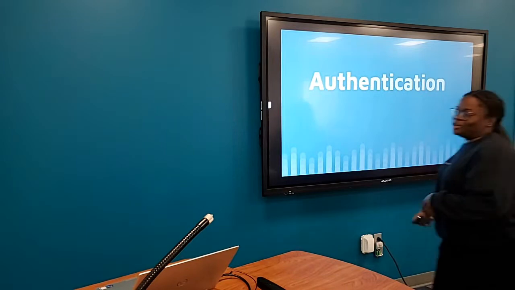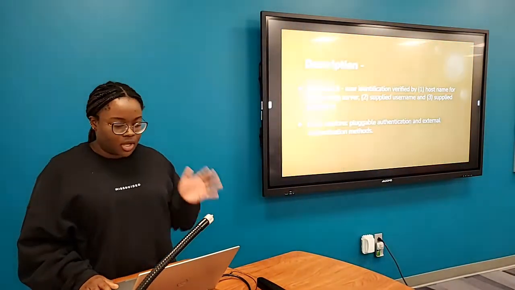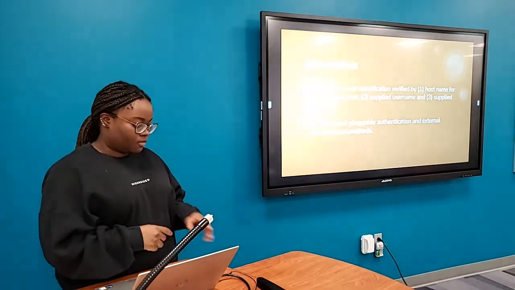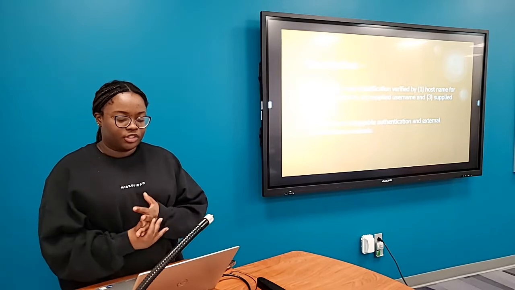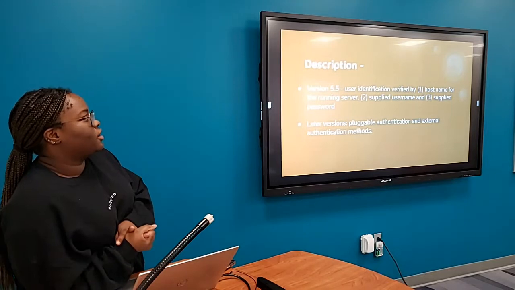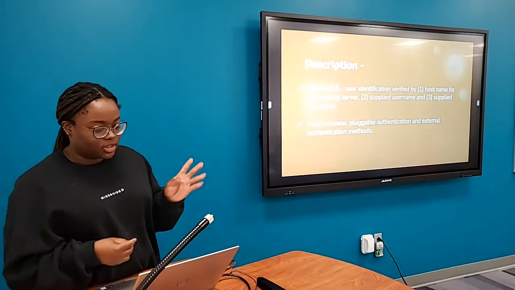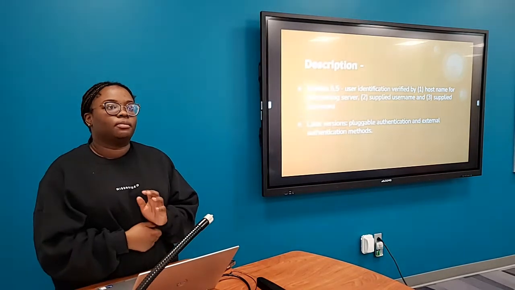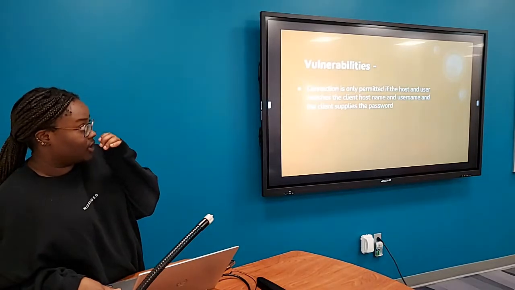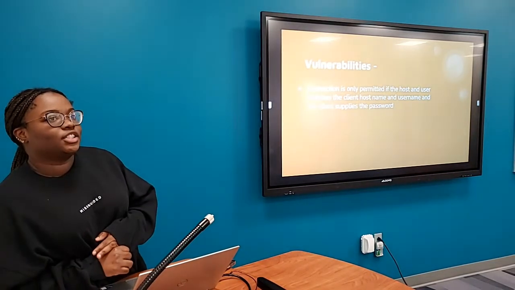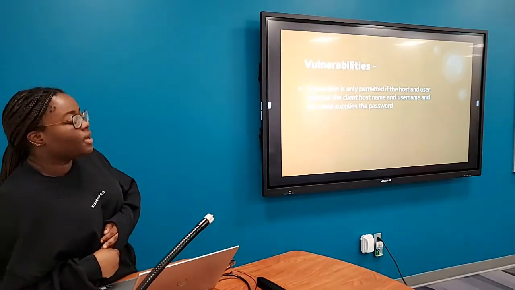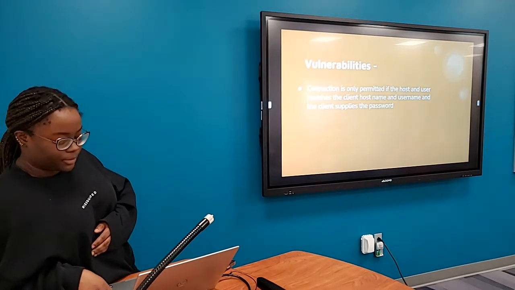Okay, so about authentication, it's pretty simple. For version 5.5, the user identification is verified by the host name on which the server is running, a user-supplied username, as well as a user-supplied password. So obviously this is important to make sure the person is authorized to access the server. The later versions add pluggable authentication and external authentication methods. The vulnerability for authentication is that the connection is only permitted if the host and user match the client host name as well as the username, and the client supplies the password.